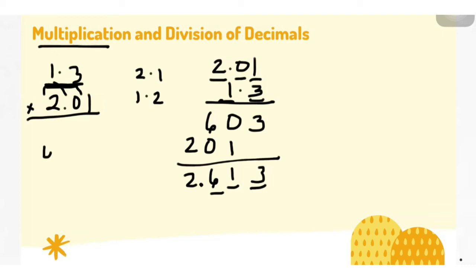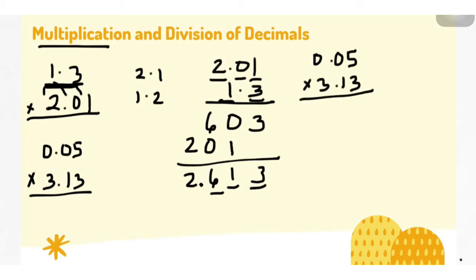Pangalawang example, we have 0.05 times 3.13. Okay, so kapag ganyan, parehas naman silang tatlo, wala na tayong magagawa dyan. Hindi na natin pwedeng baliktarin kasi same lang naman. So, yan na yung gamitin natin. We have 0.05 times 3.13. Okay, so 3 times 5, dito muna tayo sa unang number, is 15.